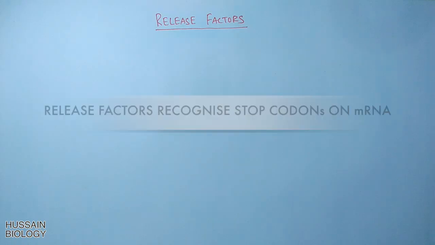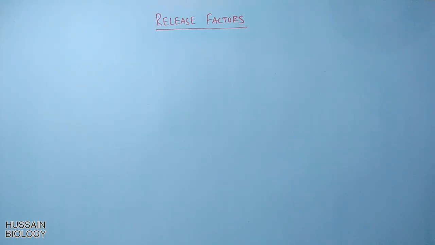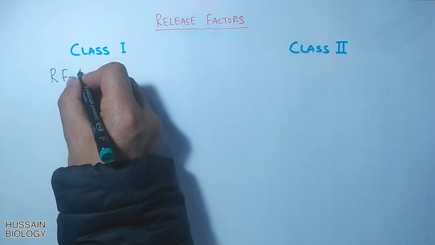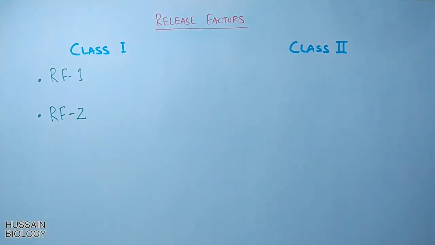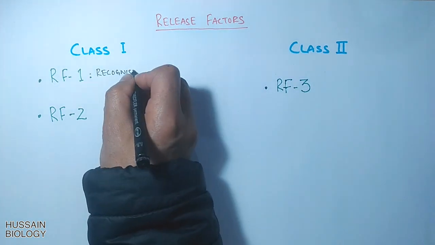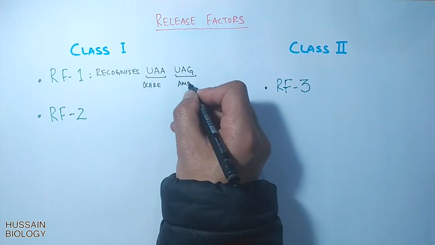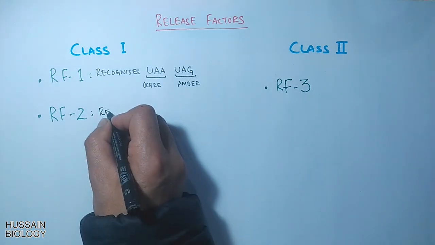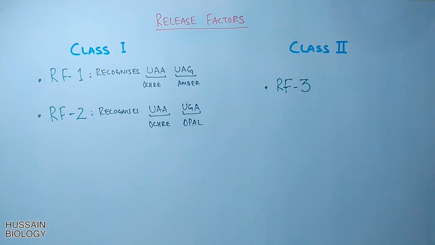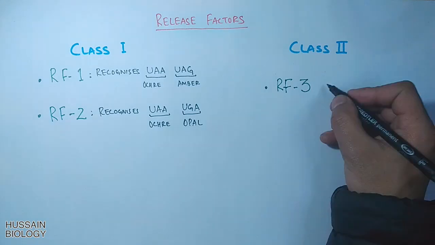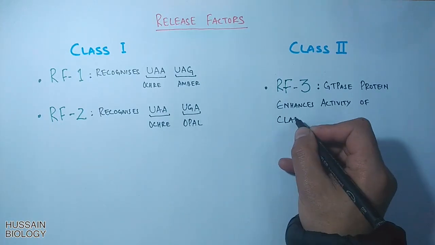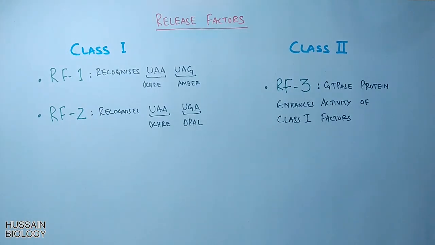We see we have two classes of release factors, class 1 and class 2. In class 1 we have release factor 1 and release factor 2, and in class 2 we have only release factor 3. RF1 recognizes UAA and UAG stop codons, whereas RF2 recognizes UAA and UGA codons. On the other hand, class 2, which has only RF3, is a GTP protein, which helps in the activity of RF1 and RF2.